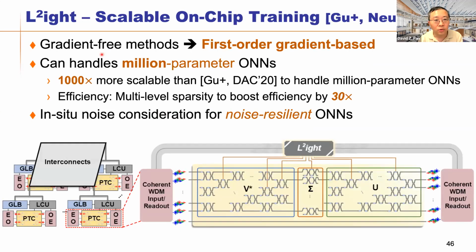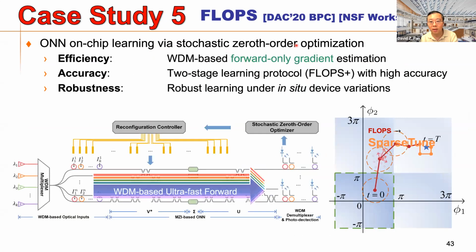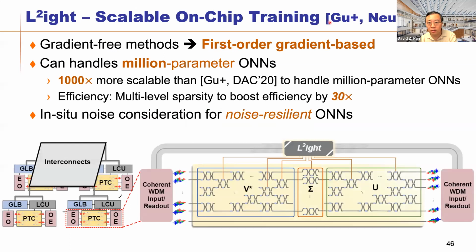The previous one that I showed is based on something called zeroth-order optimization, stochastic zeroth-order optimization. We have also developed a new method, published in last year's NeurIPS by my student Jiaqi Gu. Basically, we developed an architecture which can do a first-order gradient-based method. The key message is that it can be much more scalable and can handle millions of parameters during training. Compared with the previous one, where we could only handle thousands of MZIs, right now we can handle a much bigger network.